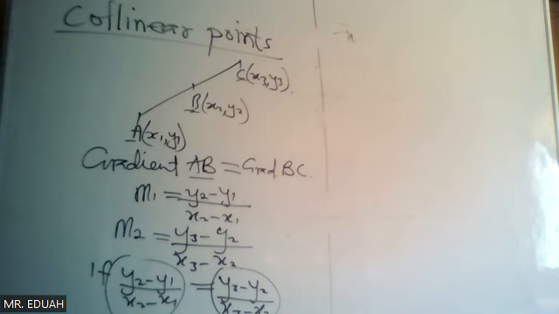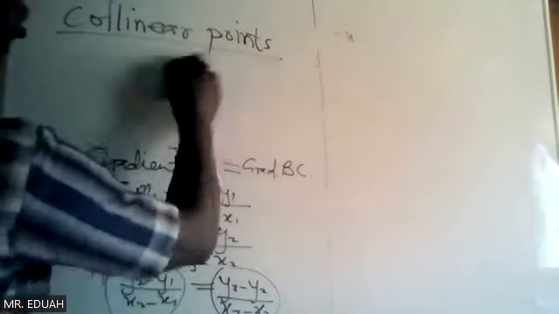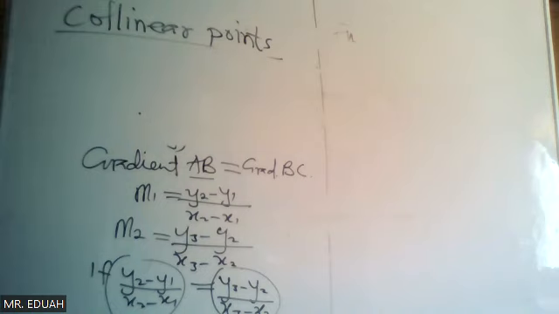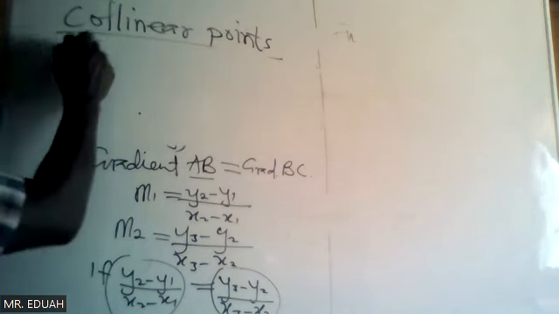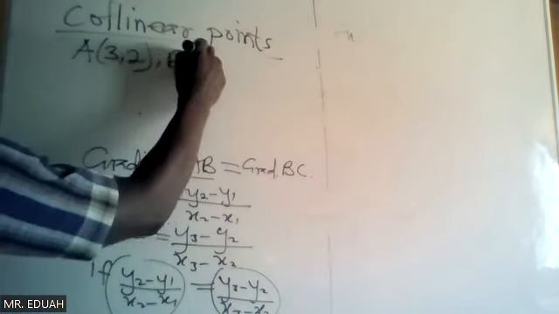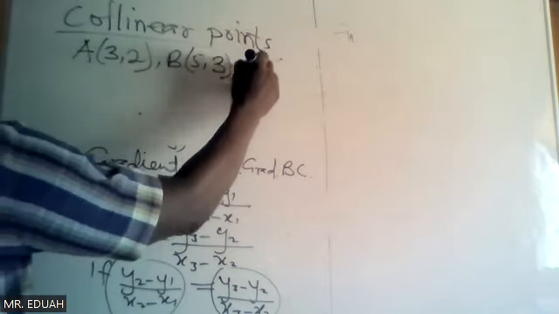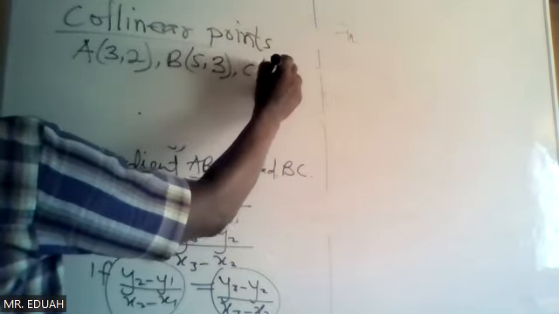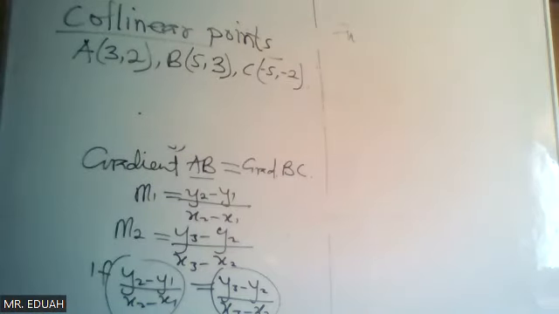Okay, so with this, let's determine whether the following points are collinear points. The points are A(3, 2), B(5, 3), and C(-5, -2). Let's test to see whether these 3 points will lie on the same straight line.